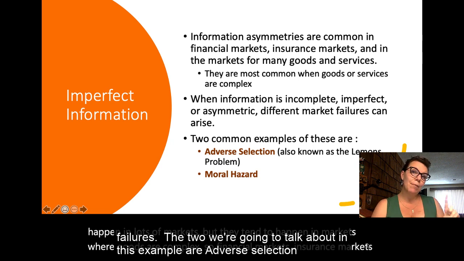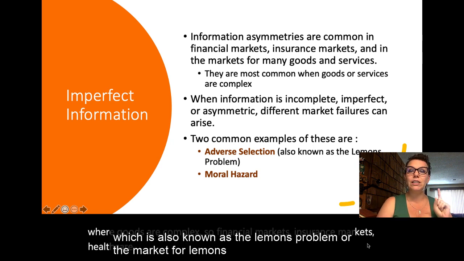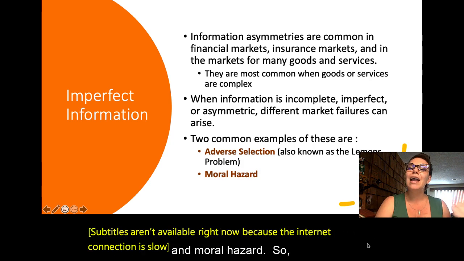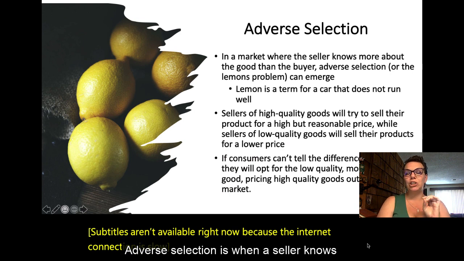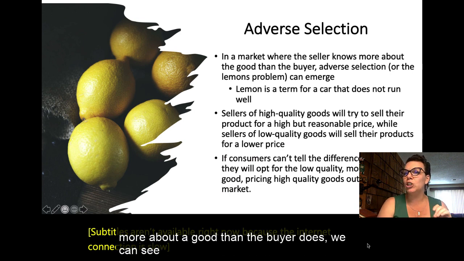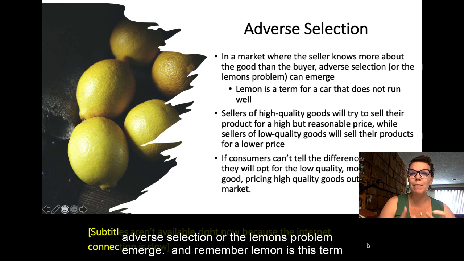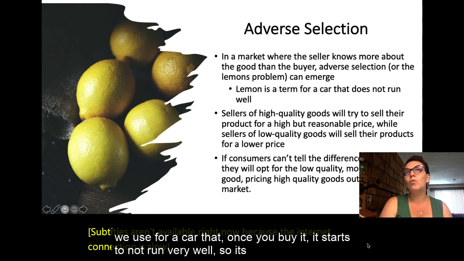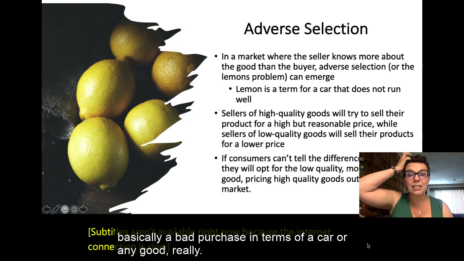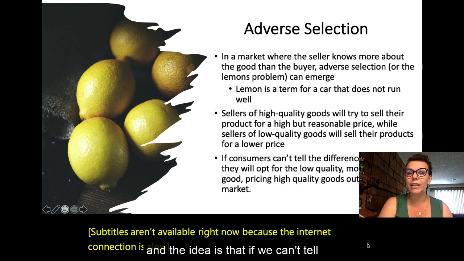The two we're going to talk about in this example are adverse selection, which is also known as the lemons problem or the market for lemons, and moral hazard. So, adverse selection is when a seller knows more about a good than the buyer does, we can see adverse selection or the lemons problem emerge. And remember, lemon is this term we use for a car that once you buy it, it starts to not run very well. So it's basically a bad purchase in terms of a car or any good, really.